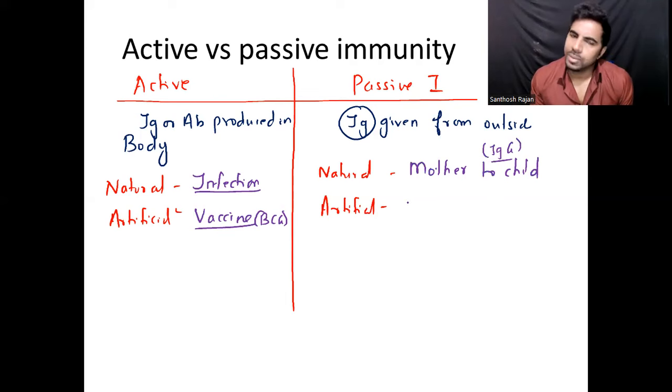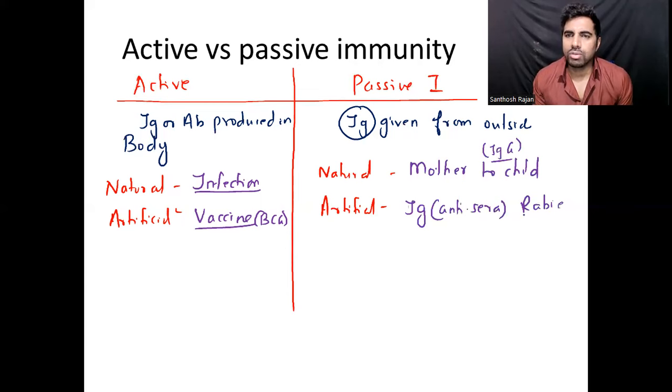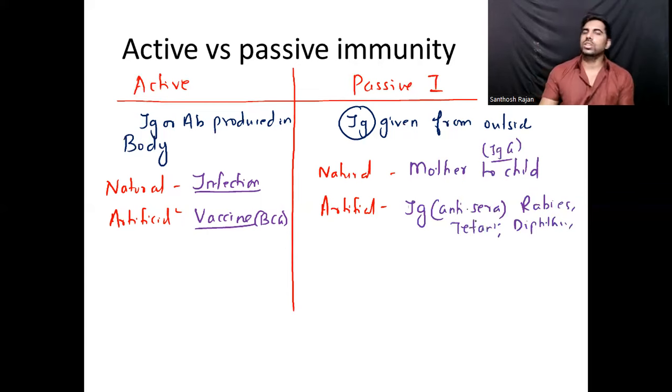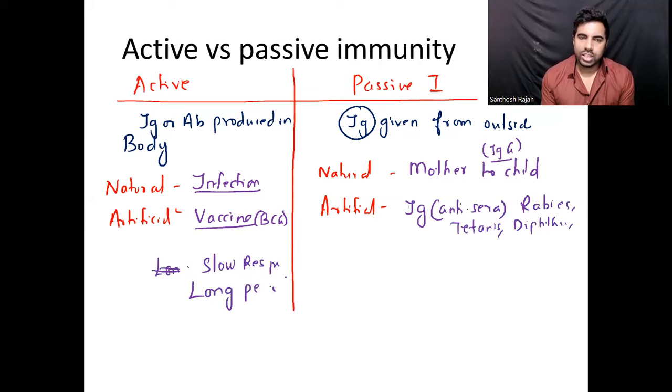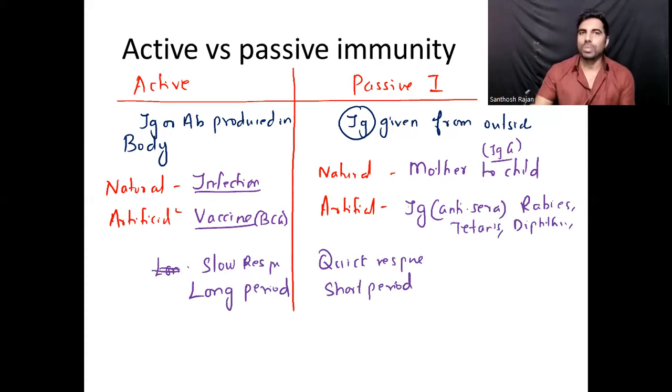Artificial passive means you give the immunoglobulin itself, for example anti-sera. There are a lot of anti-sera, for example for rabies, diphtheria, tetanus, many diseases. Those are immunoglobulins, so these are artificial. The only thing with active immunity is that it takes time: it is a slow response, but a long response, and it stays for a long period. Passive is a quick response, but short-lived; it remains only for a short period. That's the difference between active and passive immunity.